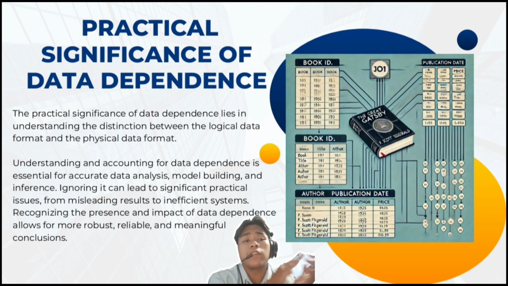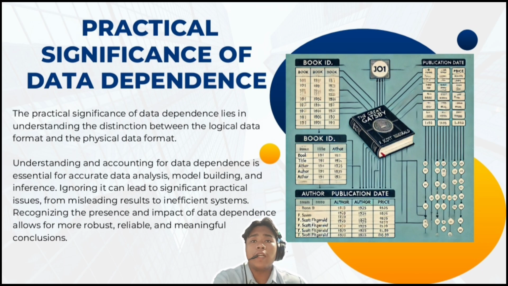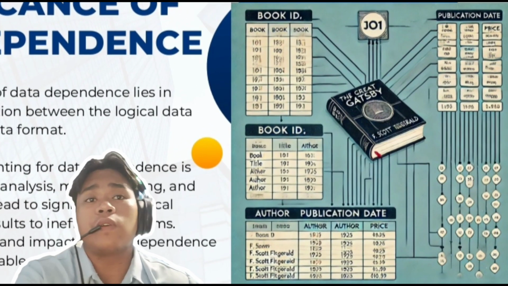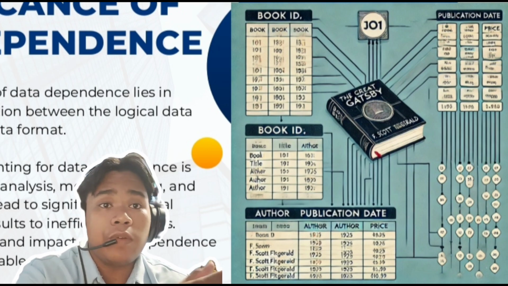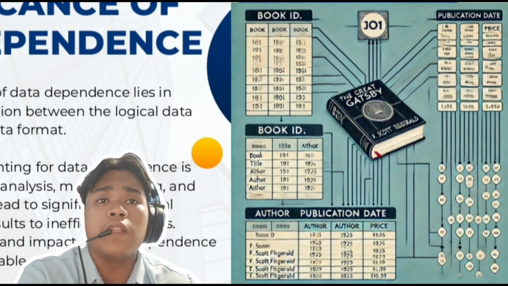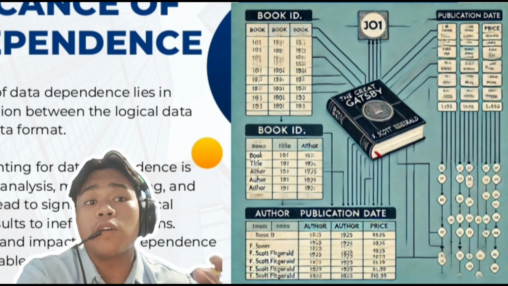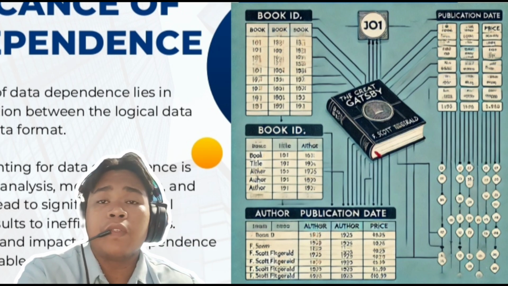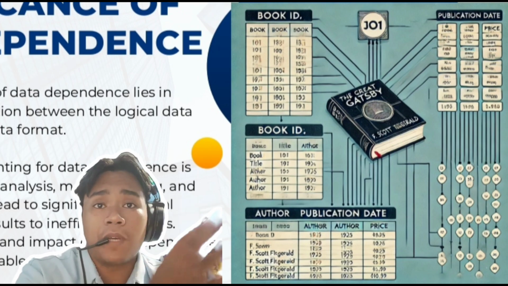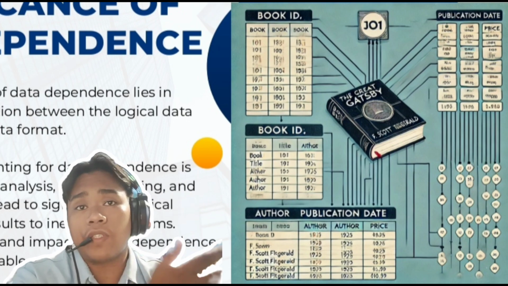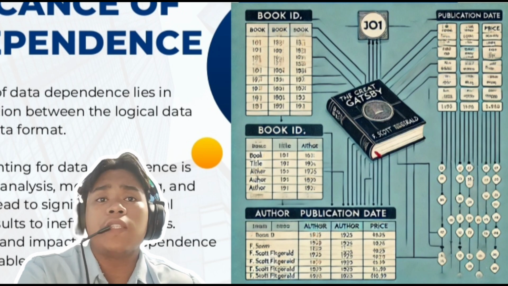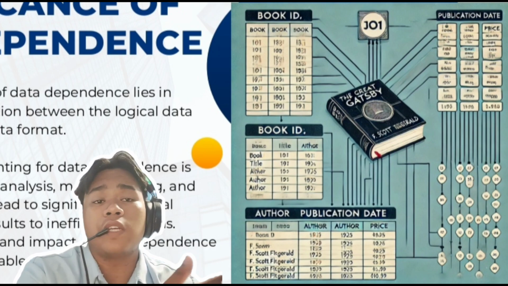So here's an example to fully understand what is logical and physical data format. In a library catalog, books are organized into categories like fiction, nonfiction, science, and history. Each book is listed with details such as title, author, publication date. This is the logical data format, how data is organized in a way that makes sense to users. When you search for a book by its title, you're interacting with this logical format.